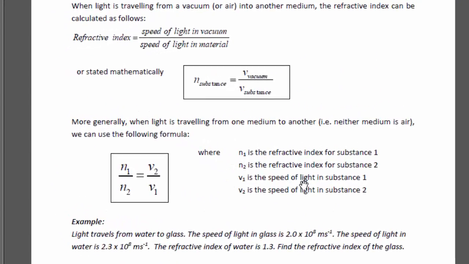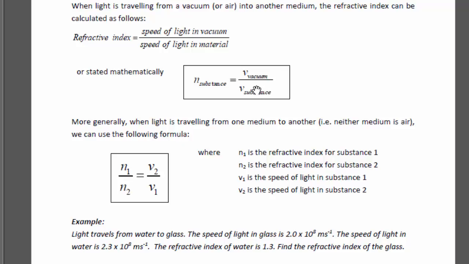Now here's what I was talking about with an equation for the refractive index. The refractive index here of glass, for example, is 1.5, and that tells us the ratio of the speed of light in a vacuum divided by the speed of light in the substance. So in this case, the speed of light in a vacuum divided by the speed of light in glass. The speed of light in a vacuum is always 300,000 kilometers per second, or 3 times 10 to the power of 8 meters per second.